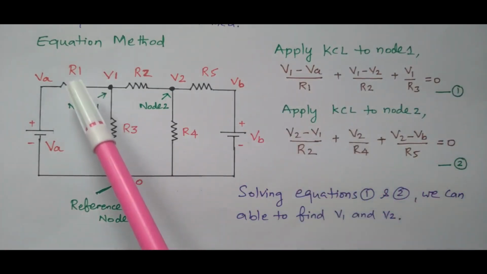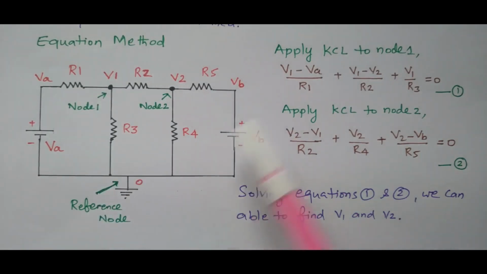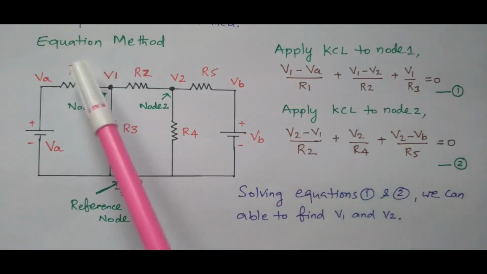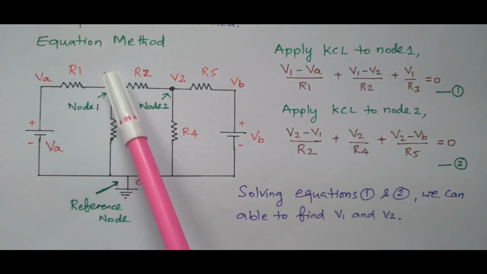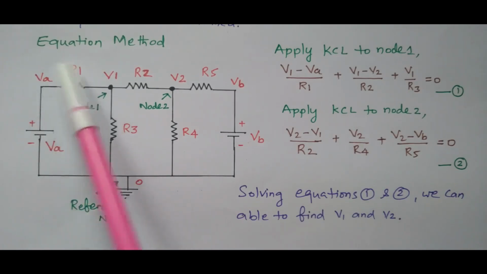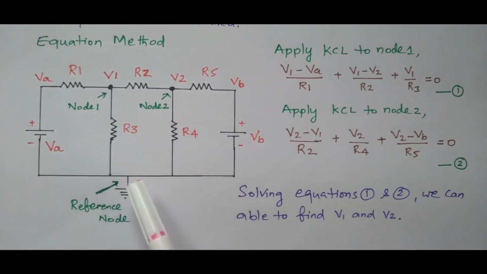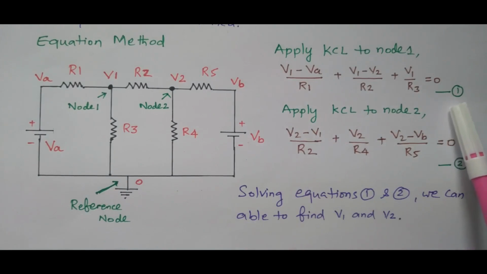So in this junction there are three currents: the current flowing through R1, R2 and R3, and that sum is equal to 0. Current is nothing but voltage by resistance. Resistance values are available, and the voltage we calculate: V1 minus VA in case of R1, V1 minus V2 in case of R2, V1 minus 0, that is V1, in case of R3. So that is very simple. By using that we framed one equation, termed equation number 1.